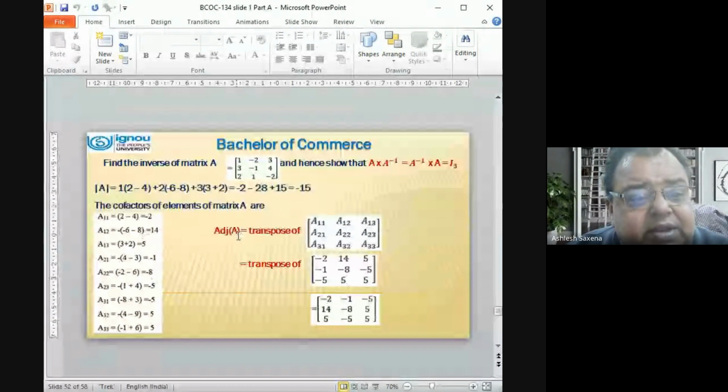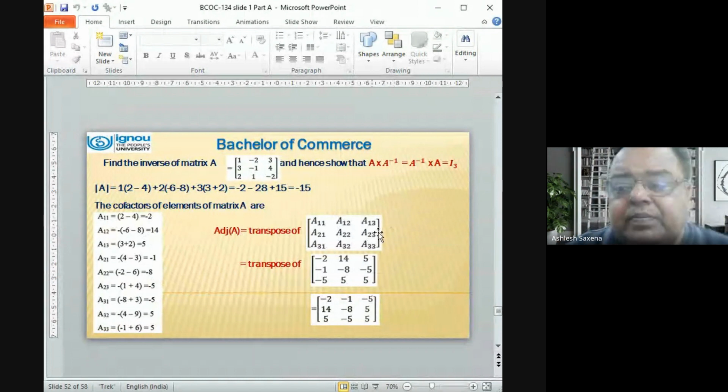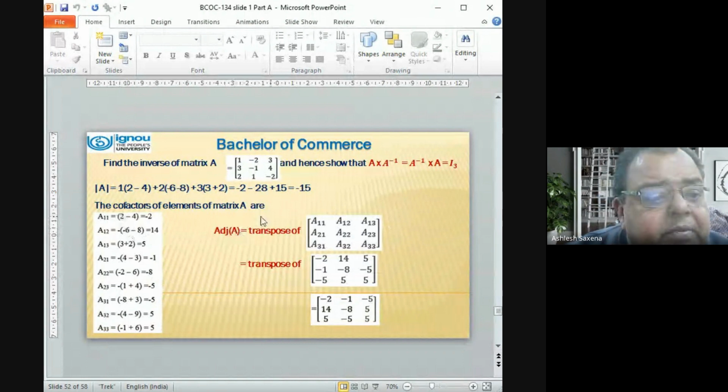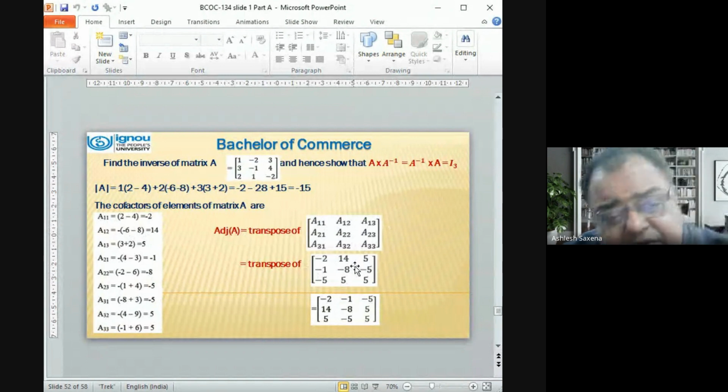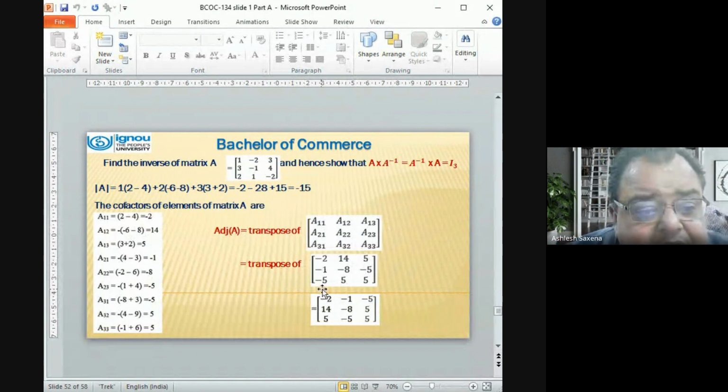Adjoint is transpose of this form. We will copy all these numbers from here. We will place them in this order. Then we will find the transpose. That means rows will be converted to columns. So this minus 2 will remain here only. And 14 will come down. 5 will come down over here. So this will be removing like this way.